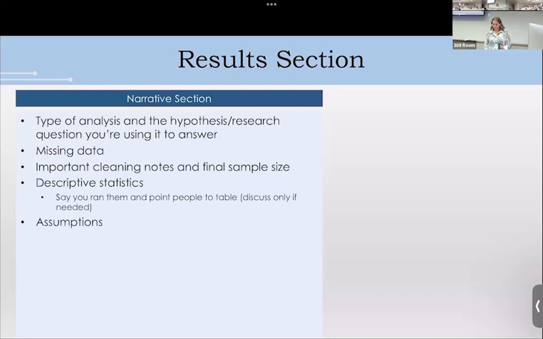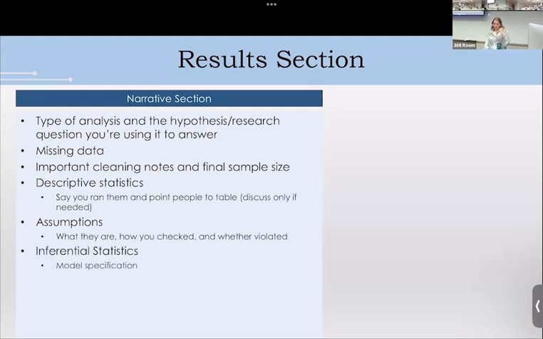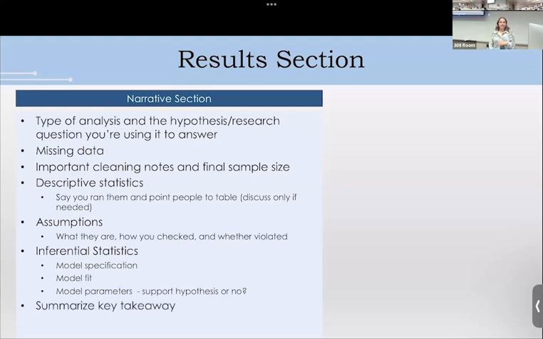Discuss only if needed. Assumptions: what they are, how you checked, and whether they were violated. Inferential stats, model specification: model 1 specified so on and so forth. Model fit. Model parameters and whether they supported your hypotheses or not. And then summarize your key takeaway, not discussing the implications in the results section. Results are telling us the results. The so what, the implications, goes in the discussion section.